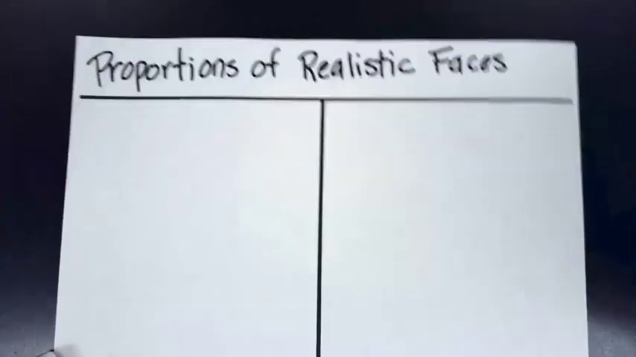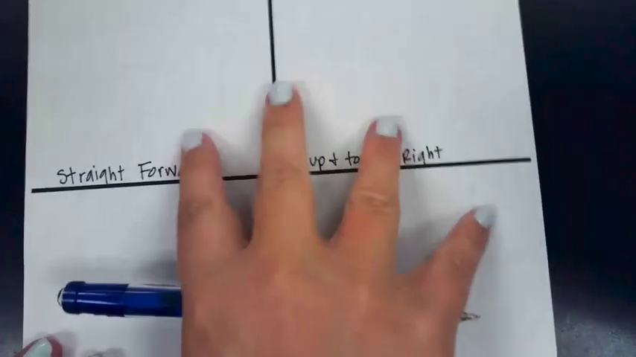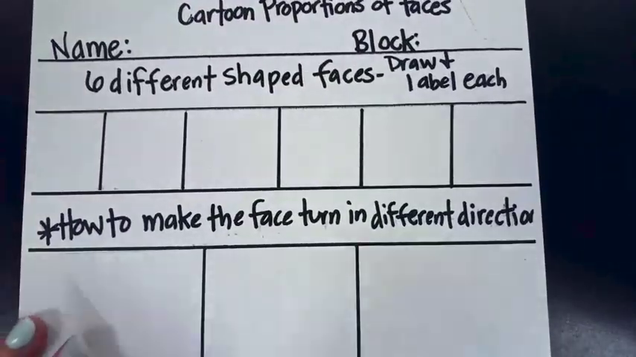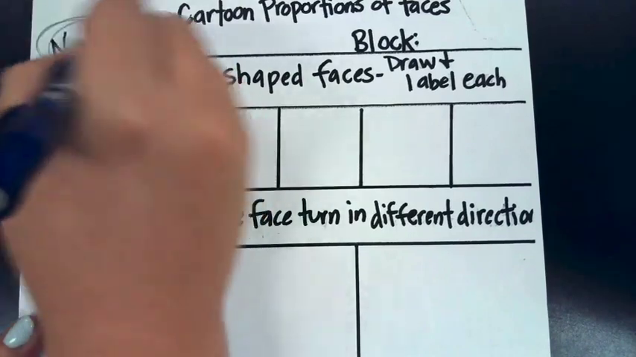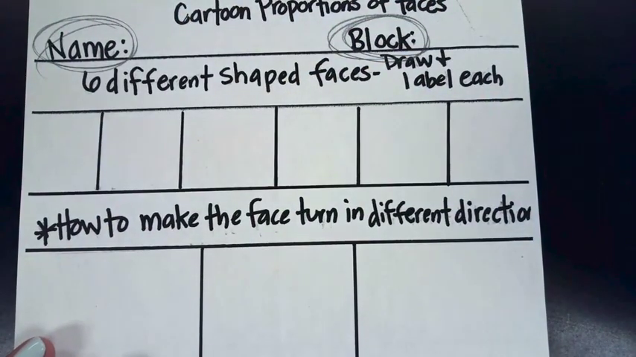And then if you flip it over on the back, it says proportions of realistic faces. And there's 4 boxes on that side. And you're going to go to the next video to do the back. So on the front side, we're going to first start by putting your name and your block at the top. Please make sure you put your name on your paper. I cannot grade it if it does not have a name on it.